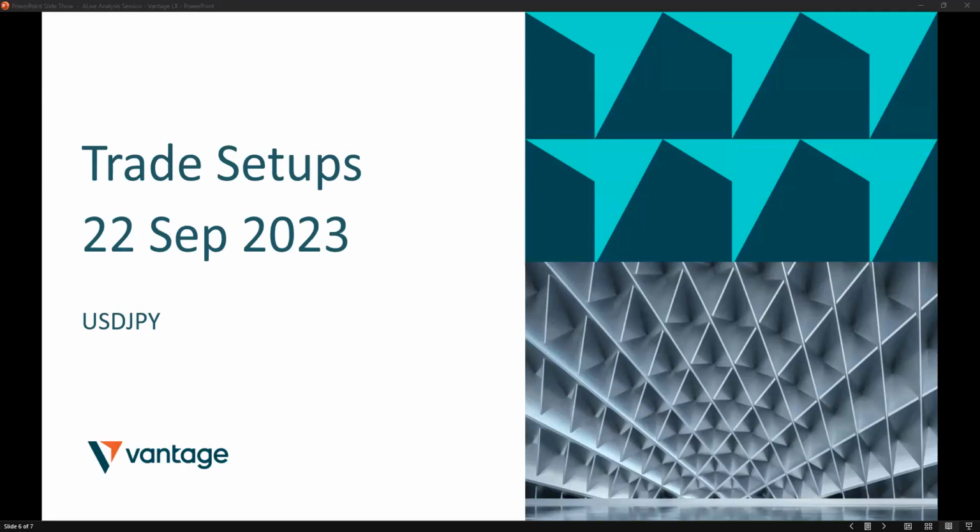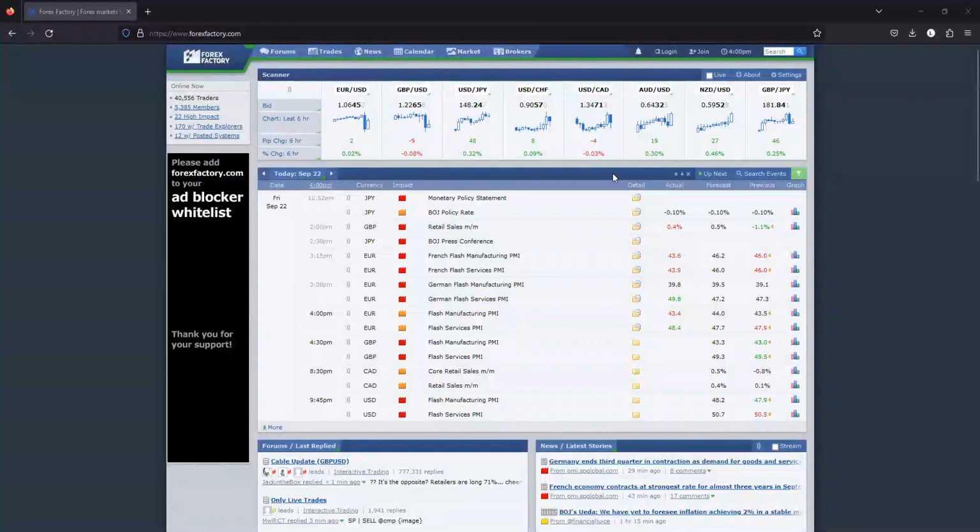Okay, so let me just share my screen for this. This is the economic calendar for this week. You can see that the upcoming high impact news events for today mainly involve the pound for the PMI data, as well as US PMI data. So those are the main ones that we have.